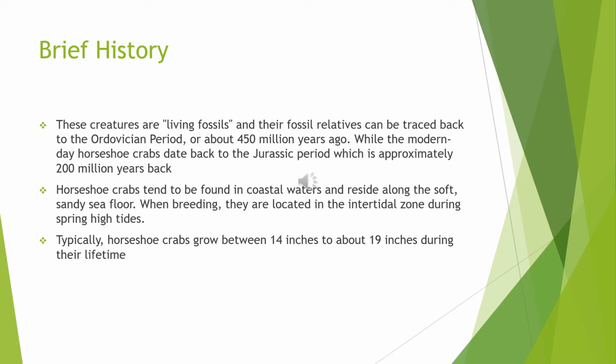Horseshoe crabs tend to be found in coastal waters and reside along the soft sandy seafloor. When breeding, they're located in intertidal zones during spring high tides. Typically, horseshoe crabs grow between 14 inches to about 19 inches during their lifetime.